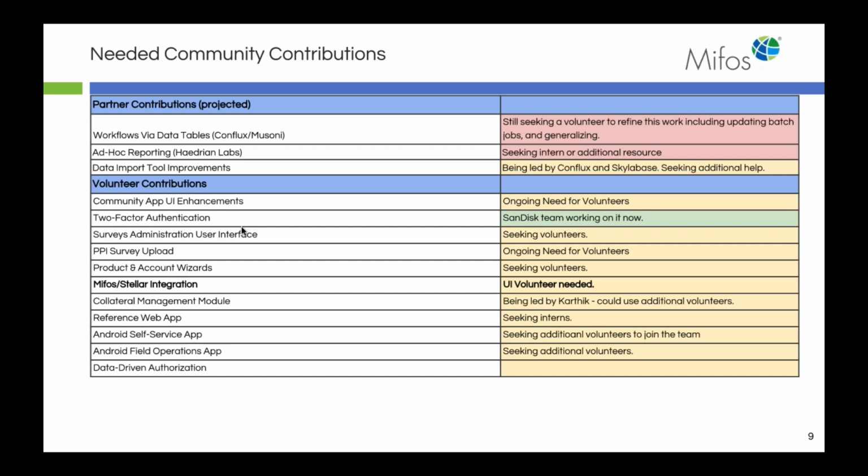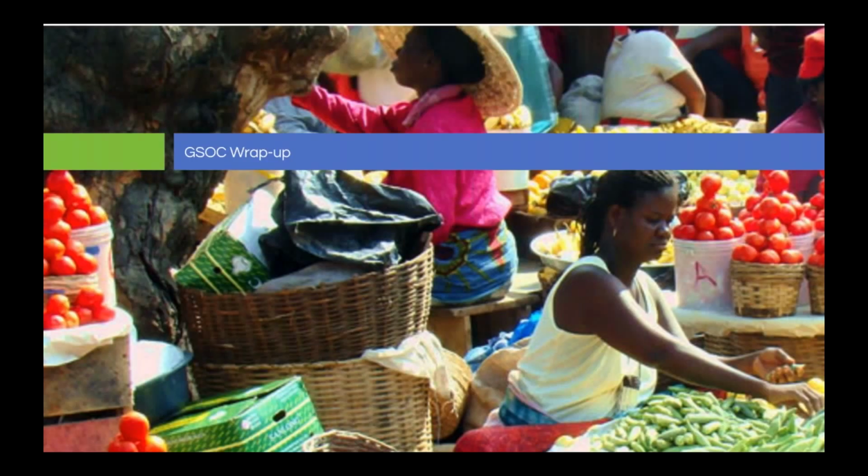And then we've got a collateral management module that's in progress, but could use additional help there. And then we are also hoping to engage a volunteer to work with more of a lightweight business rules or data-driven authorization tool. And then I'll go over some of the reference and self-service apps in the next slide.